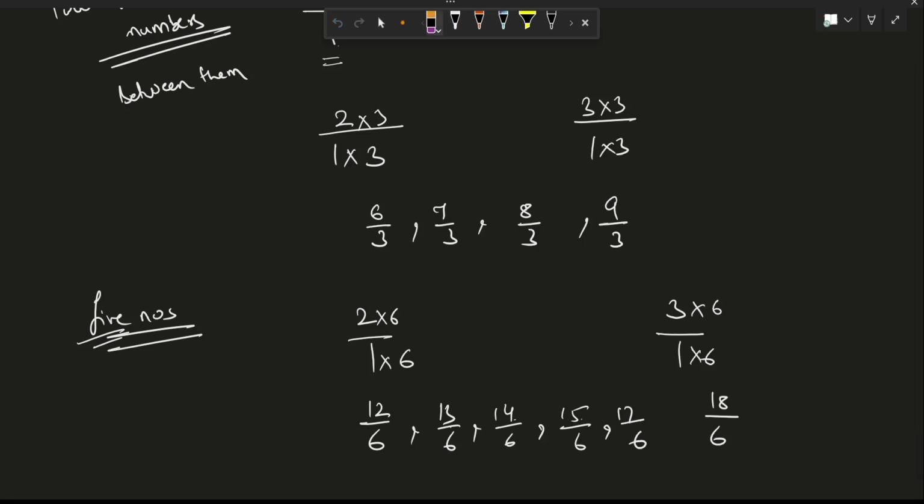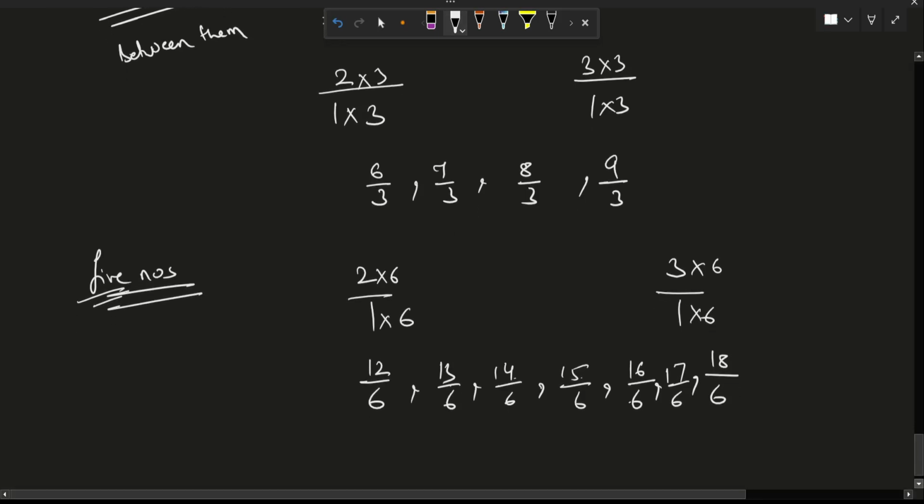Yeah, so let me write 16 by 6 and 17 by 6. So you got five numbers between these two, 2 and 3. Now let's take one more which is in fraction form.